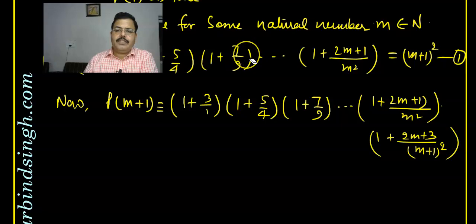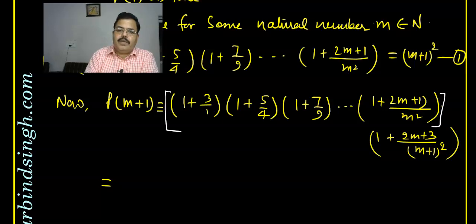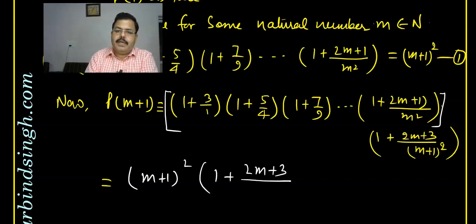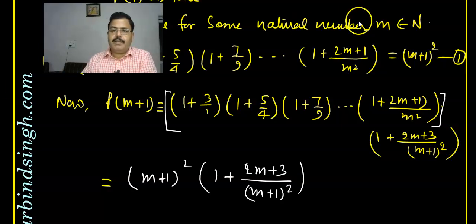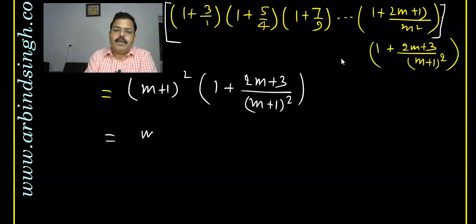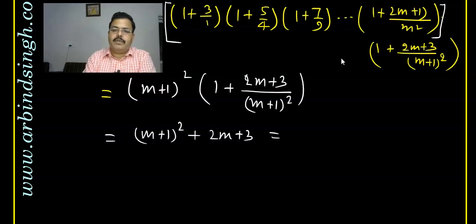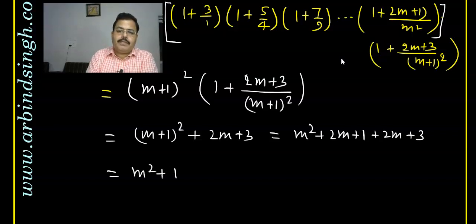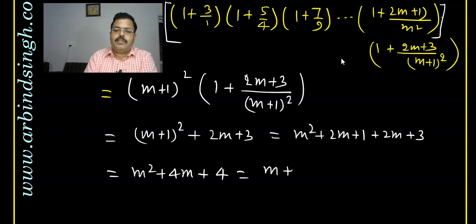Now, using the first equation, for all these expressions from here to here, I can write (m + 1)². So that is (m + 1)², and the next step is (1 + (2m + 3)/(m + 1)²). If I multiply, because this is the multiplier, this is (m + 1)² plus 2m + 3, because the (m + 1)² and the denominator (m + 1)² cancel out. Now this is m² + 2m + 1 + 2m + 3, so that is m² + 4m + 4, and that can be written as (m + 2)².